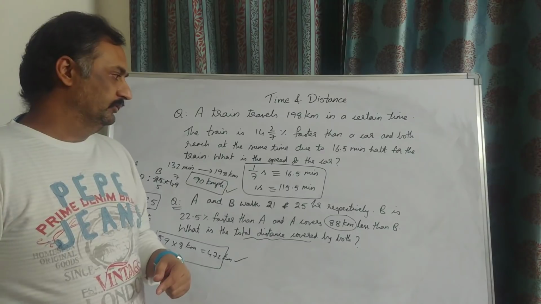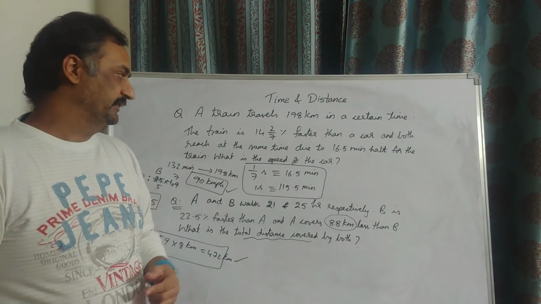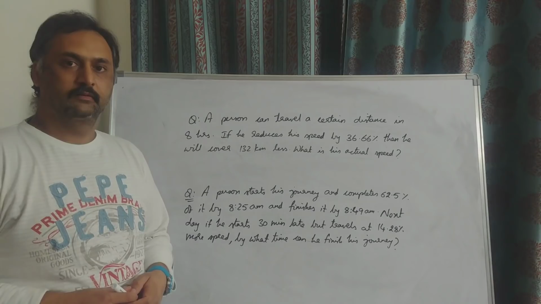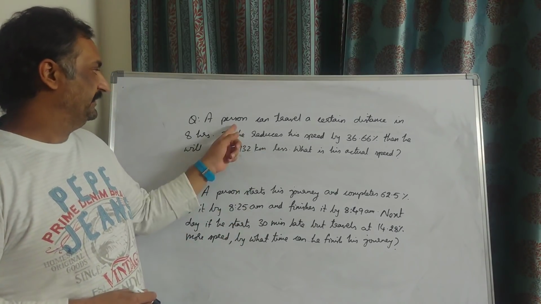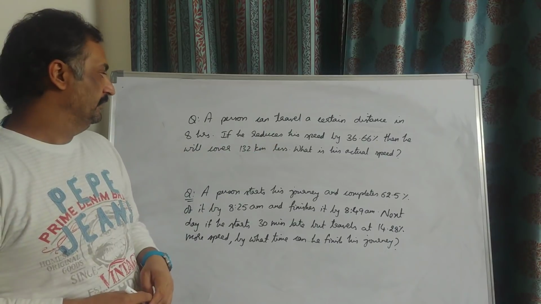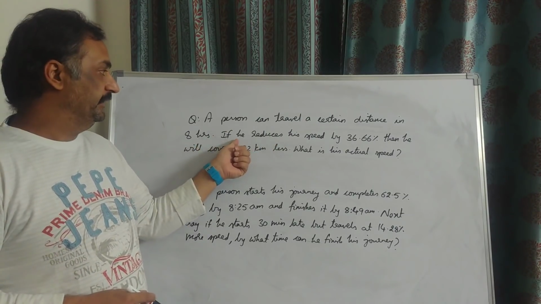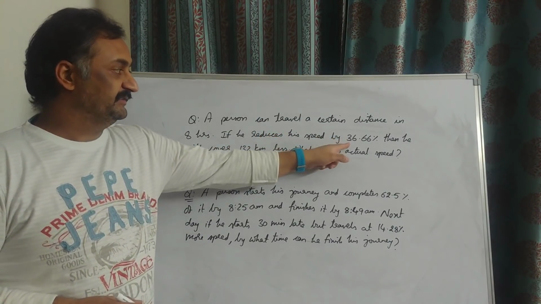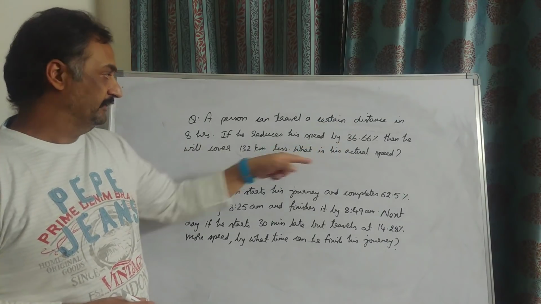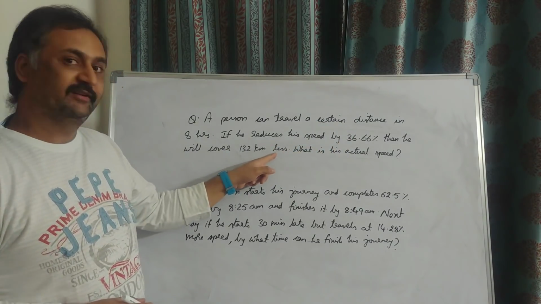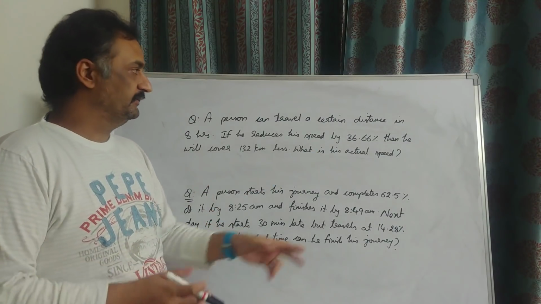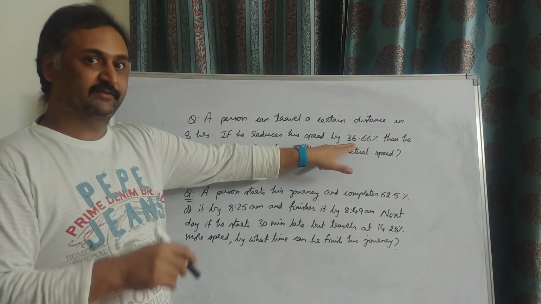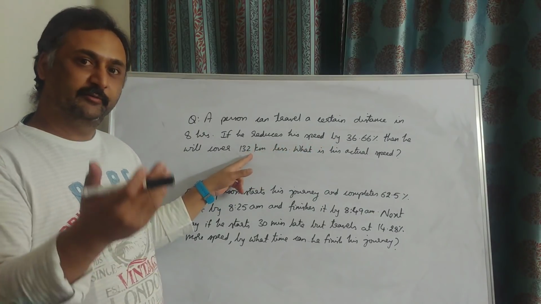Now let us move into another set of few questions and see how to answer them. Now let us see another set of two questions here. A person can travel a certain distance in 8 hours. If he reduces his speed by 36.66%, then he is covering 132 kilometers less. What is his actual speed? So the question directly is saying that because of 36.66% lesser speed, he is covering 132 kilometers less.